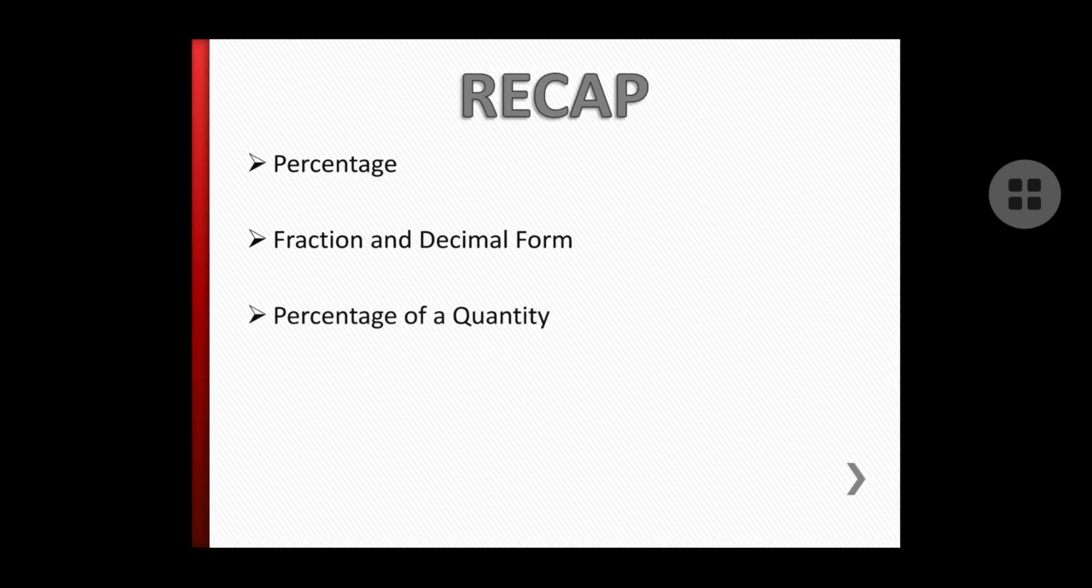So the first topic was about percentage. You learned what is percentage and how to express it. Then you learned what is the fraction form and decimal form and how to convert to each form and back to percentage. And then you learned about percentage of a quantity. You will represent percentage, or compare it with some other value. So these three topics were the first main topic of your chapter.